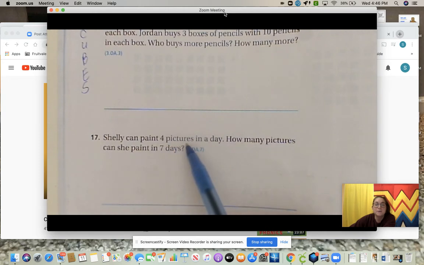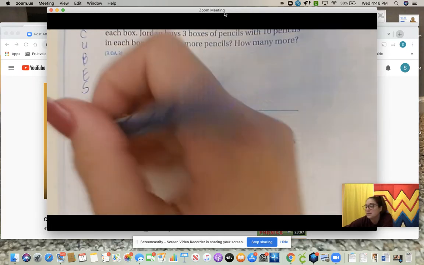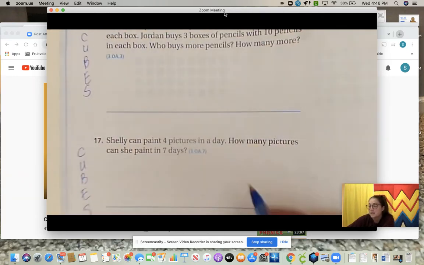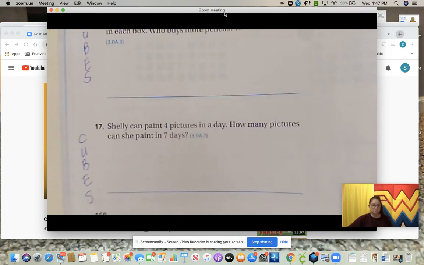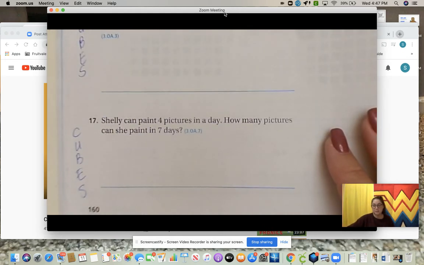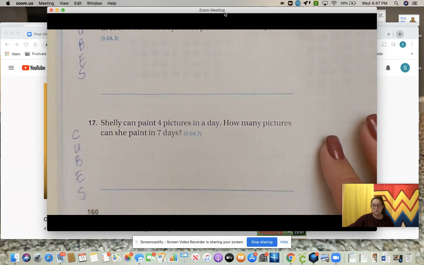Shelly can paint 4 pictures in a day. How many pictures can she paint in 7 days? This one is more simple. I still want you to do cubes because I want you to draw a picture. This one's just going to be a 1-step problem. All right, so I want you to work on that. If you need to pause this video while you finish your mid-chapter checkpoint, please do.